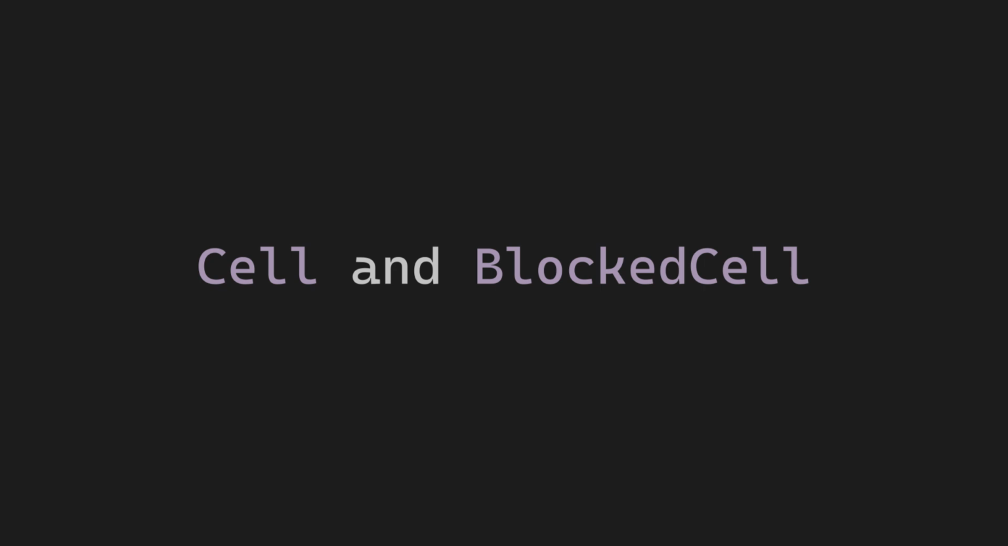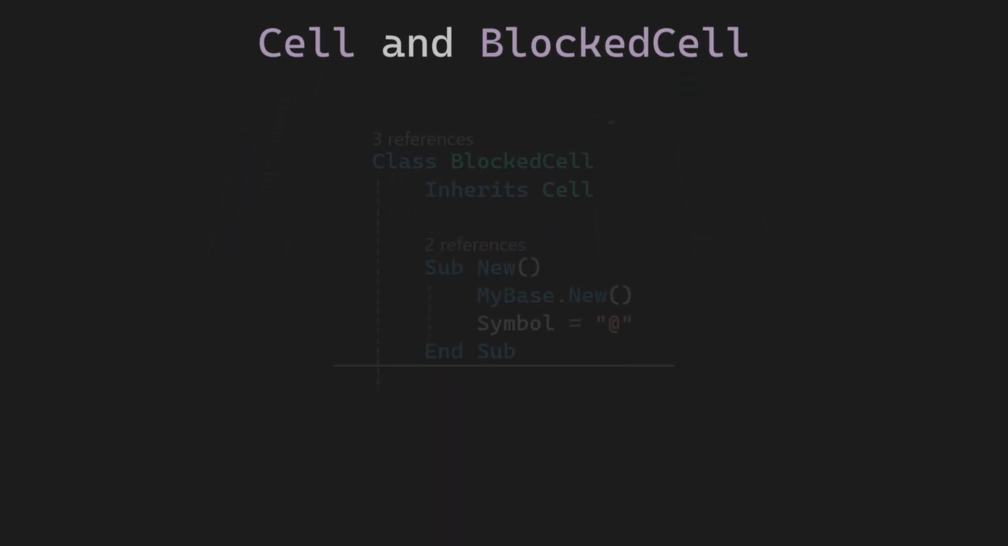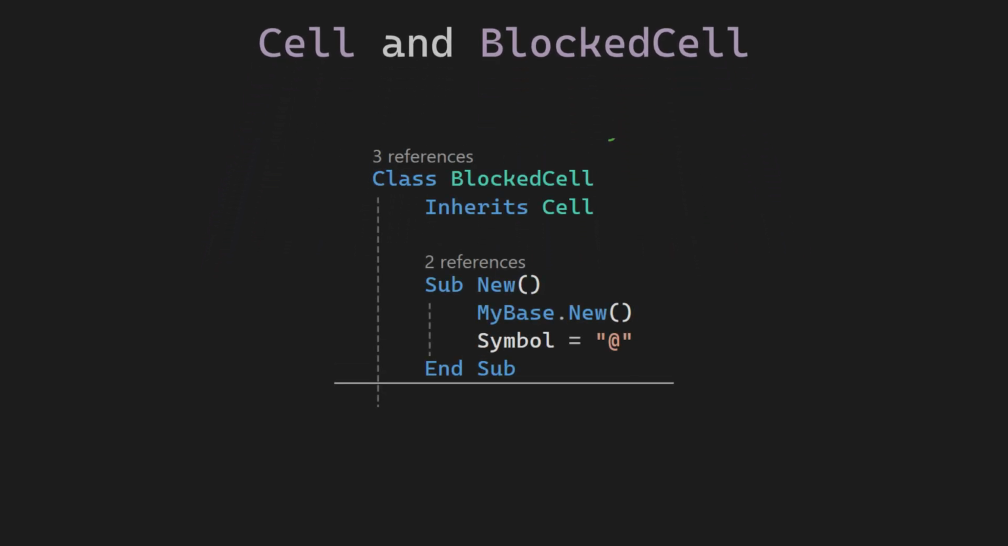We'll start with the easy classes, the cell and blocked cell classes. As you'll come to see, blocked cell is a child of cell, and this is the class I mentioned earlier when talking about overriding parent functionality. Before we start looking at the cell class, let's have a recap of the general structure of a class.